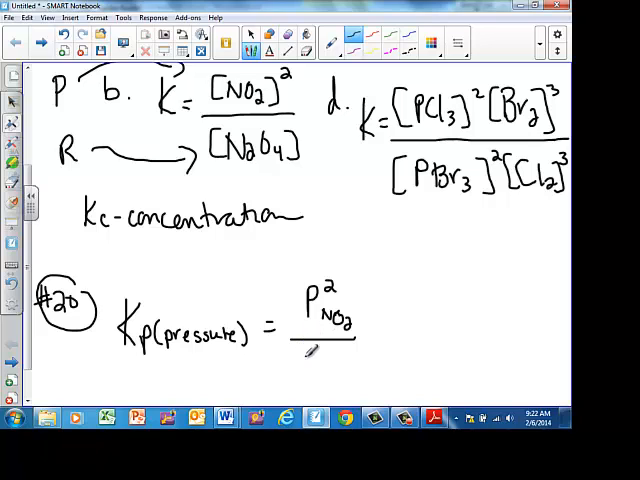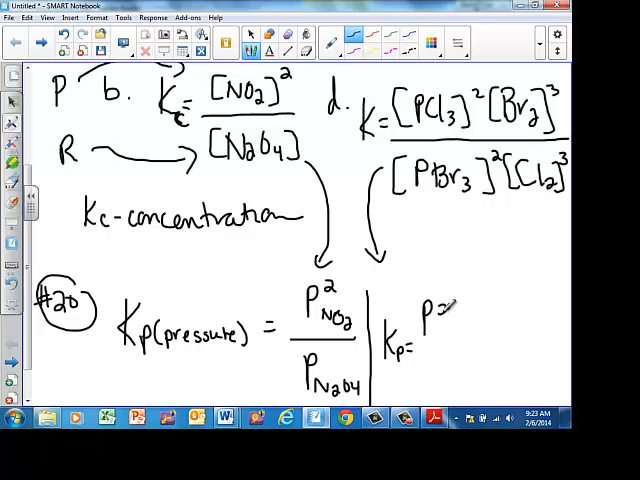where am I looking at? Letter B. Nitrogen dioxide raised to the second power over the partial pressure of the N2O4. That's it. All I'm doing is replacing concentration values with pressure. Okay, that's it. So that's letter B right there. Letter D would look like this. And we'll only do B and D on this one just because it really is that simple.